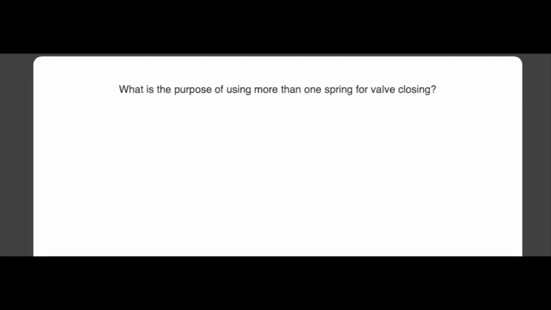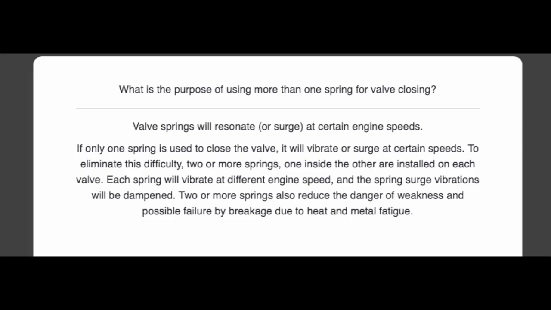What is the purpose of using more than one spring for valve closing? Valve springs will resonate or surge at certain engine speeds. If only one spring is used to close the valve, it will vibrate or surge at certain speeds. To eliminate this difficulty, 2 or more springs, one inside the other, are installed on each valve. Each spring will vibrate at a different engine speed, and the spring surge vibrations will be dampened. 2 or more springs also reduce the danger of weakness and possibly failure by breakage due to heat and metal fatigue.